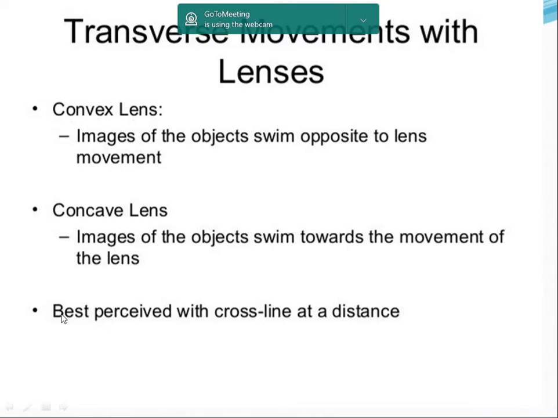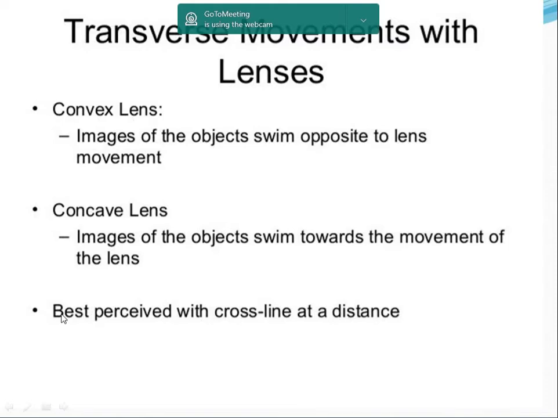One is at 90 degrees, okay? That means vertically, and observe the image of the object. So look at a particular calendar or a poster. Look at the alphabets or the numbers and see how the numbers are swimming. Suppose when you move up, the numbers are also moving up, then it is a concave lens. When you are moving the lens down and the number also moves down, it is a concave lens.